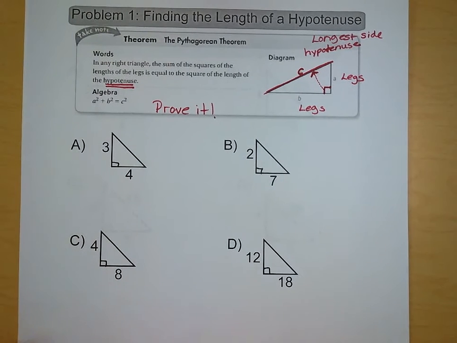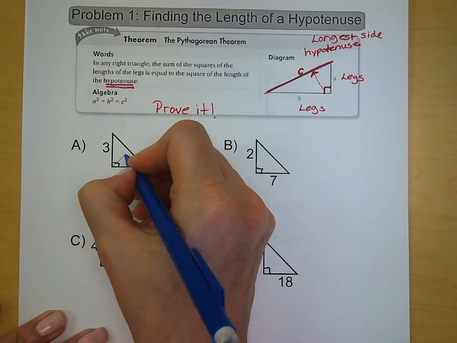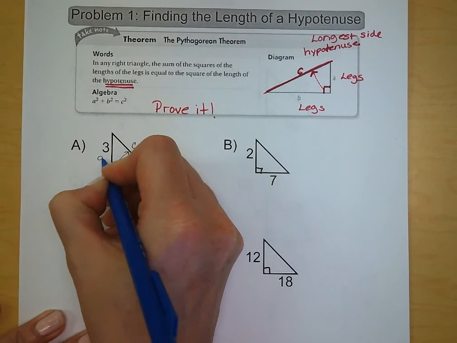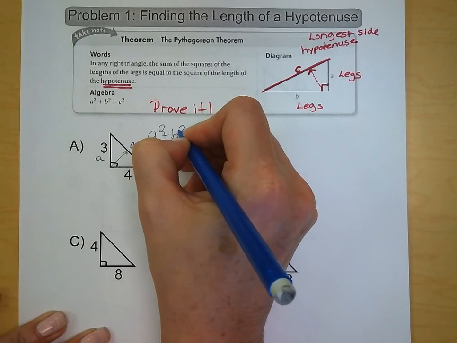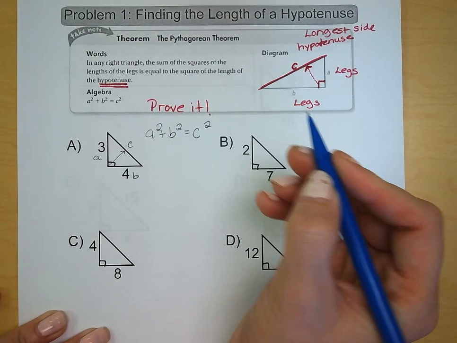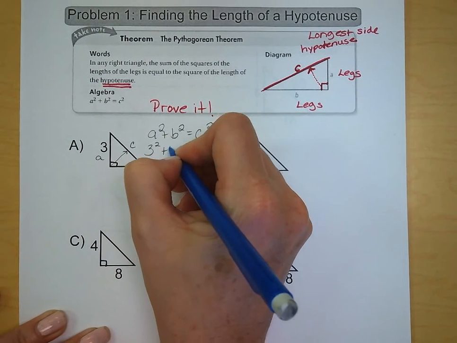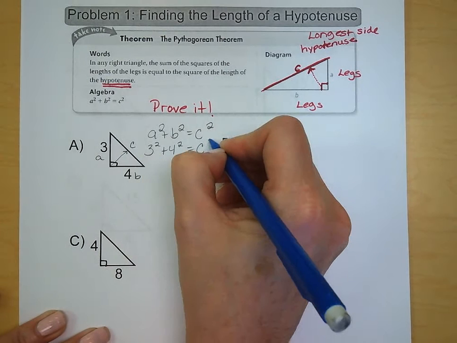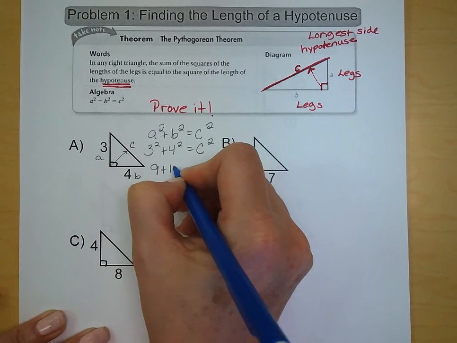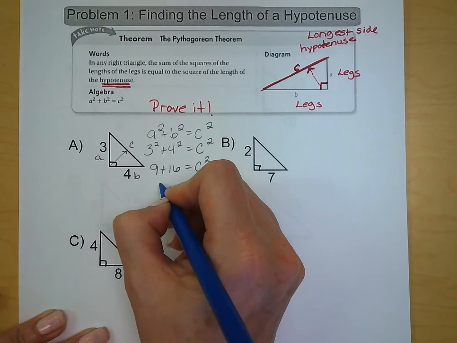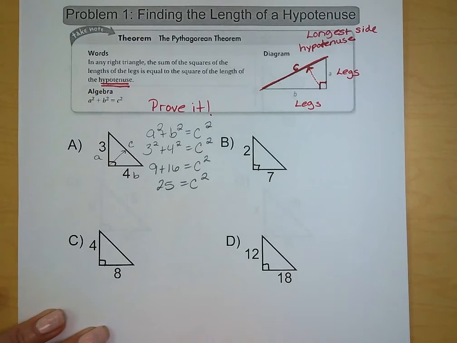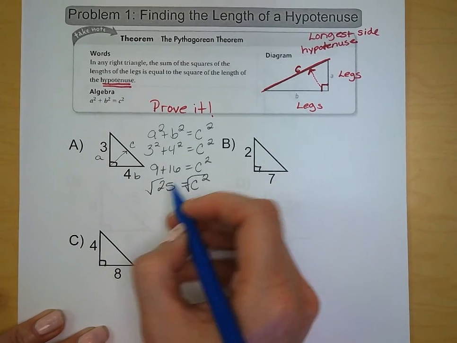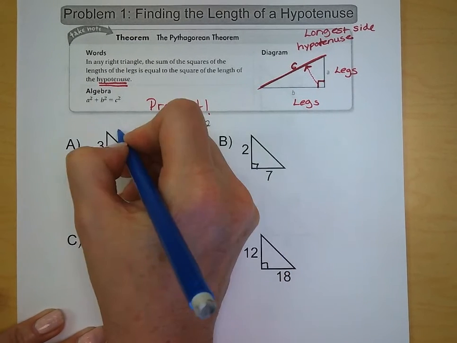All right, so we're going to start off with problem A. We've got our Pythagorean theorem: a squared plus b squared equals c squared. And yes, you do need to memorize that. So we just plug in our values for a, b, and c into our equation. 3 squared is 9, 4 squared is 16, equals c squared. Add them together, 25 equals c squared. What do we do? We take the square root, and 5 is equal to c.